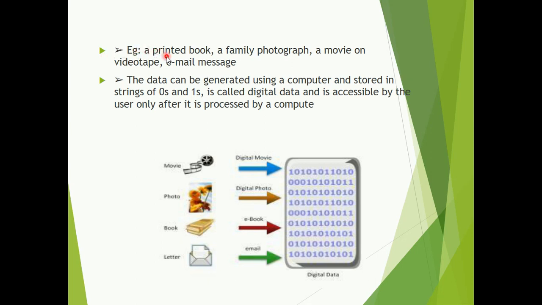So now let us see what are the examples of data. Data can be in any form. It can be in the form of a printed book. A family photograph is also data. A movie on videotape, or an email message, ebook, bitmapped image, or digital movie. All these are examples of data. The data can be generated using a computer and stored in the form of zeros and ones. We can see in this particular diagram whatever data is being created. Maybe a movie.